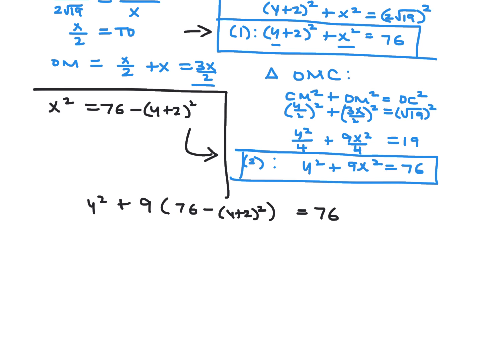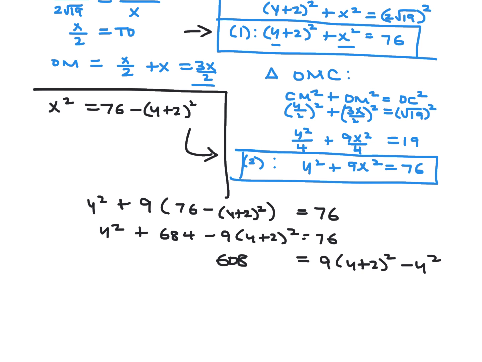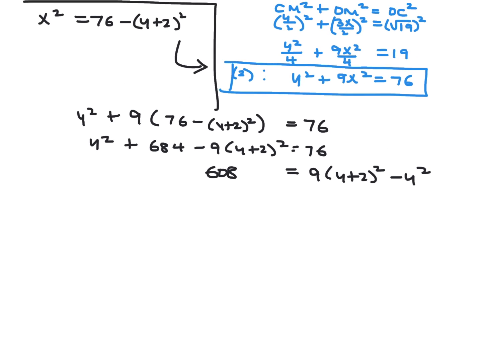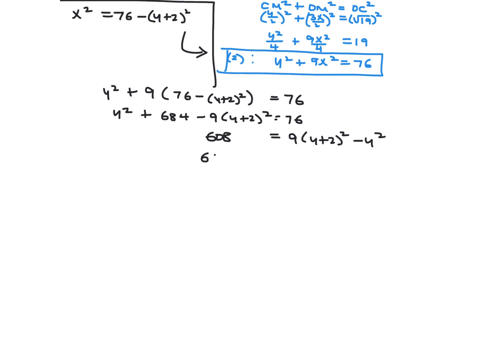Okay, so let's see here. y squared plus 684 minus 9 times y plus 2 all squared is 76. Let's see if I can put everything on one side. 684 minus 76, that's going to be 608. And if you put this on the other side, it'll be y plus 2 squared, 9 minus y squared. All right, so obviously we have to expand, so this will be 9y squared plus 4y times 9, so 36y. And then 4 times 9 plus 36 minus y squared.